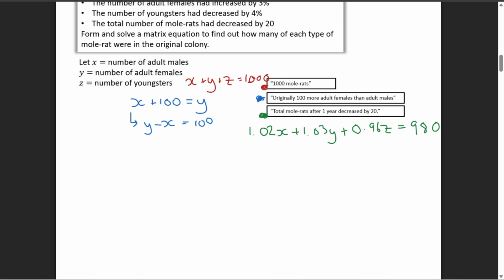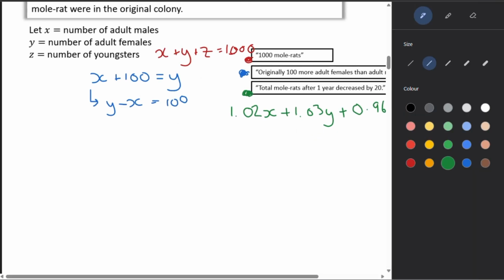So let's first of all write out our equations as matrices. I'm going to do the top one. x plus y plus z is 1,000, so it'll just be 1, 1, 1. And then it will be y minus x, so it'll be minus 1, 1, and a 0 because there's no z term. And the bottom one will be 1.02, 1.03 and 0.96.